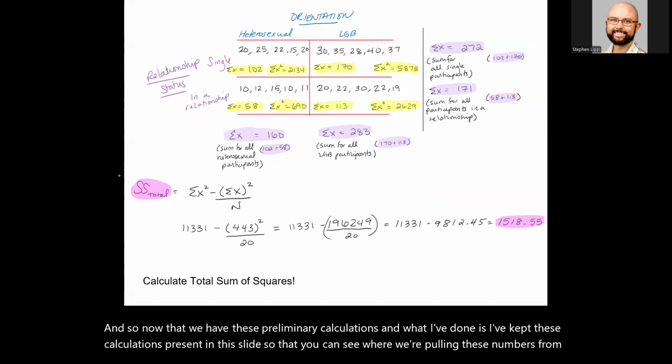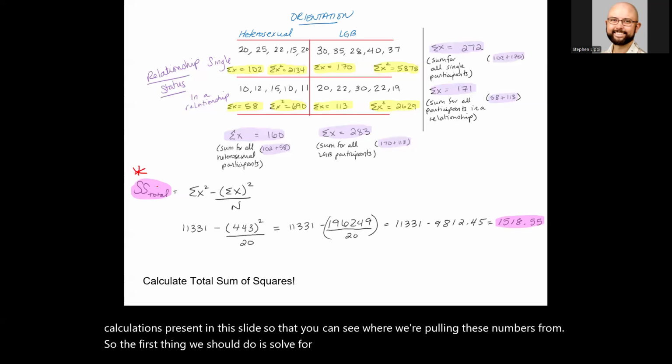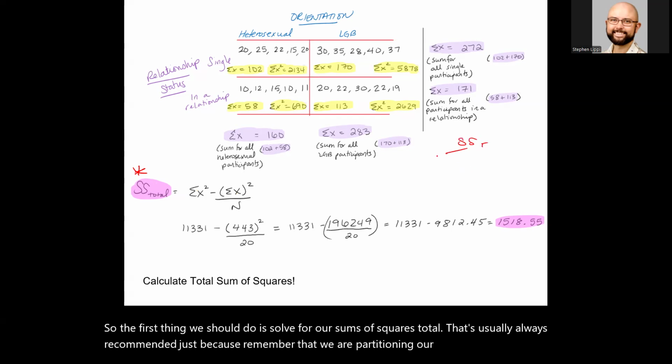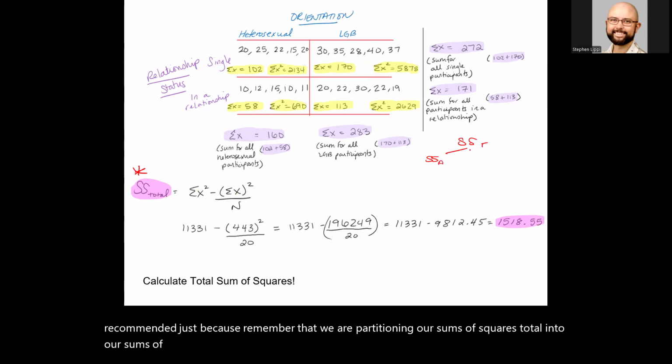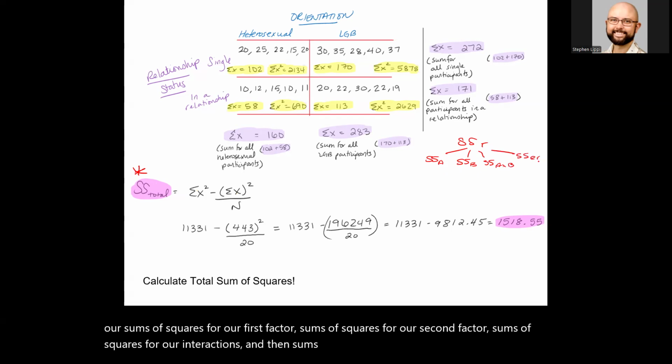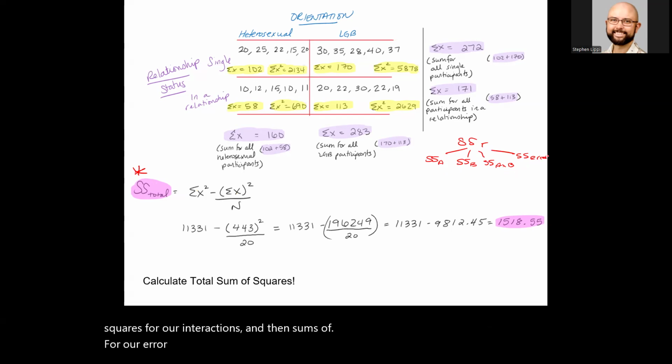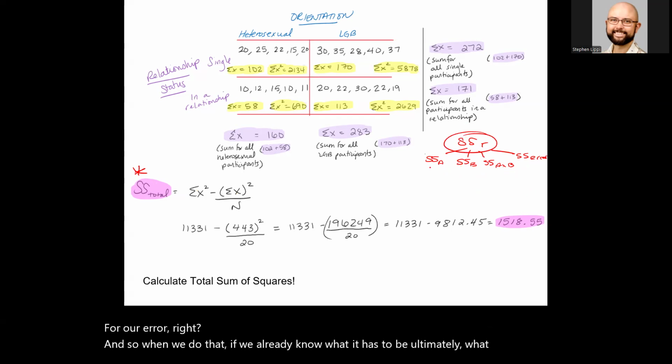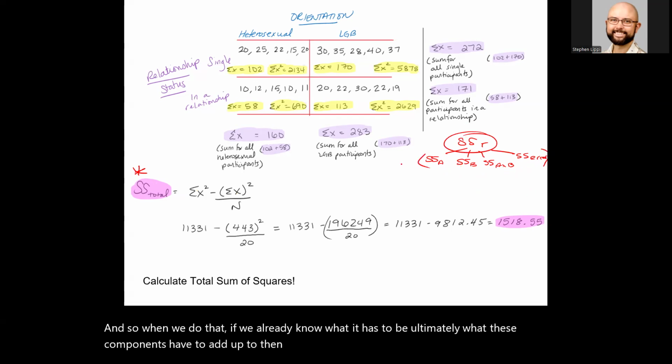So the first thing we should do is solve for our sums of squares total. That's usually always recommended just because remember that we are partitioning our sums of squares total into our sums of squares for our first factor, sums of squares for our second factor, sums of squares for our interactions, and then sums of squares for our error, right? And so when we do that, if we already know what these components have to add up to, then we also know what these particular values are confined by.